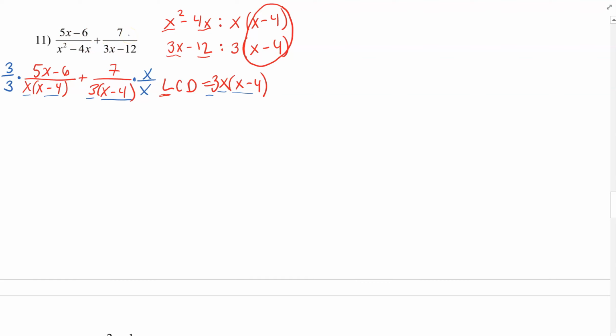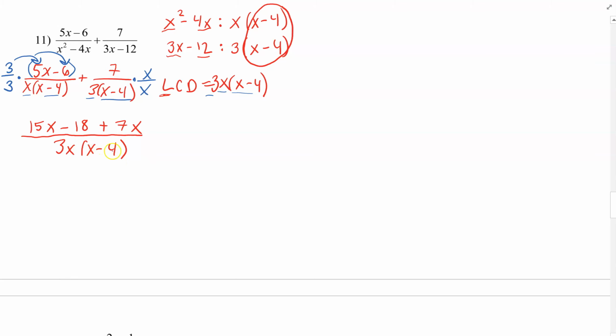Okay, so what I'm going to do with the 3 is distribute it to the numerator here. And then 7 and x just multiply together. So on the left, I would get 15x minus 18, and then on the right, plus 7x. And that'll all be over my newly found lowest common denominator, which has 3. They both have 3, they both have x, they both have x minus 4.